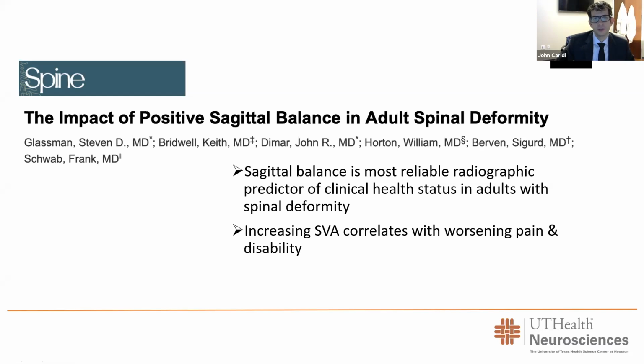All right. So this is a paper that everyone should be familiar with. It's one of the classic papers in spine surgery. This is Steve Glassman's paper from 2005, showing that sagittal balance is the most reliable radiographic predictor of clinical health status in adults with spinal deformity, and that increasing SVA correlates with worsening pain and disability.